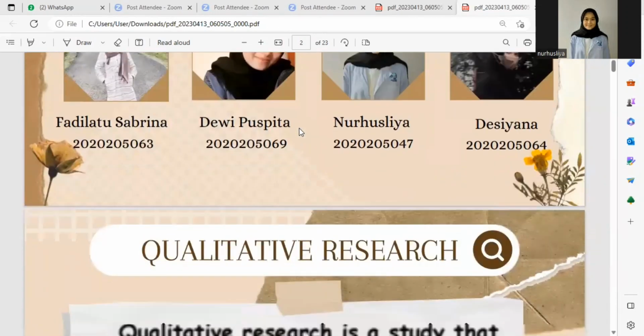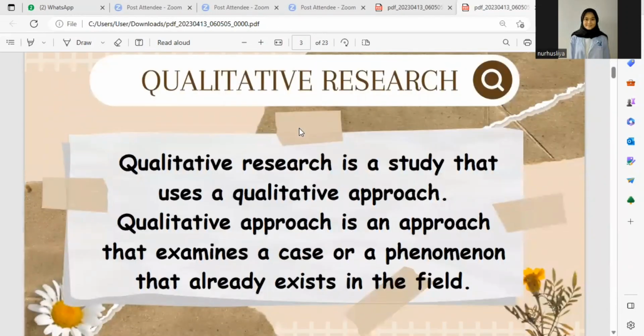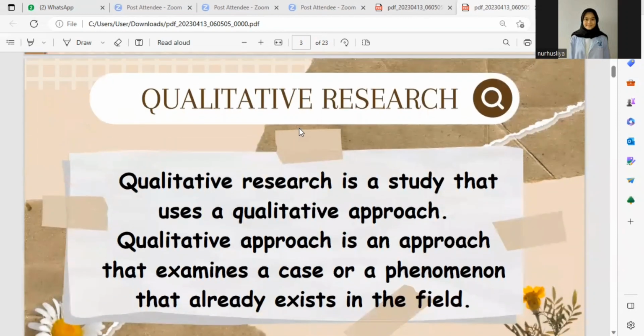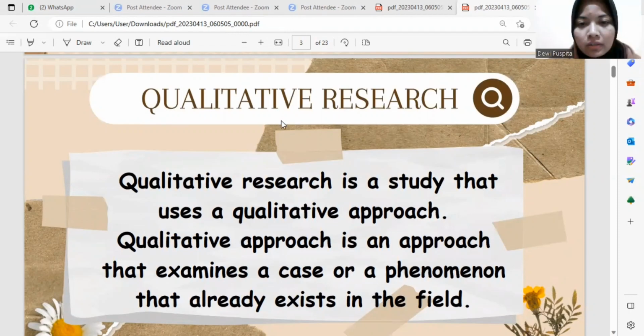And so, today we will present about qualitative research design. And the first material will be delivered by Dewi Puspita. For Dewi, time is yours. Okay, thank you, moderator, for this time.